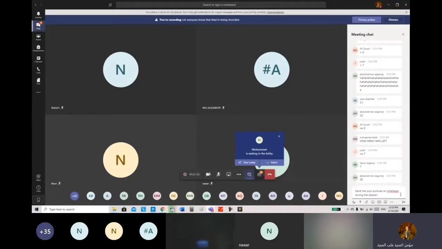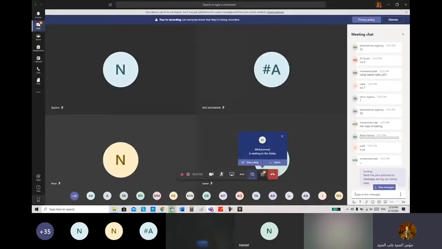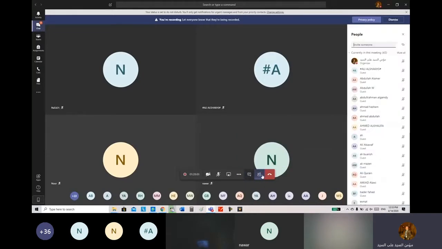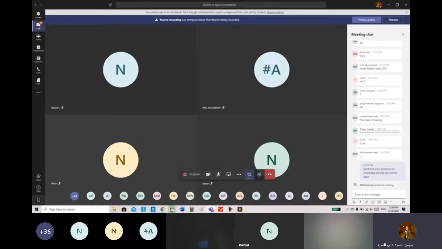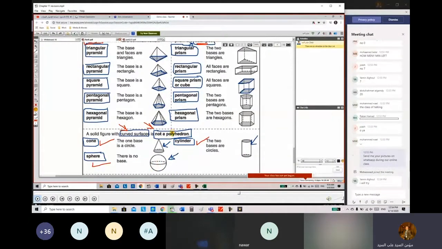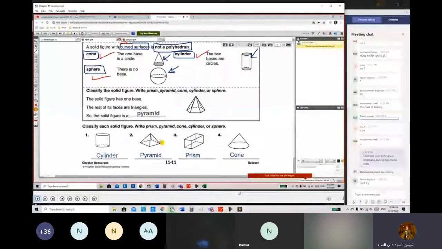Okay, let's move to the next type of three-dimensional figures, which is non-polyhedron. Non-polyhedron means we have a solid figure with curved surfaces like cone, like cylinder, like sphere. This is the shape of a cone, and this is the shape of a cylinder, and this is the shape of a sphere. Okay, let's move to this exercise.